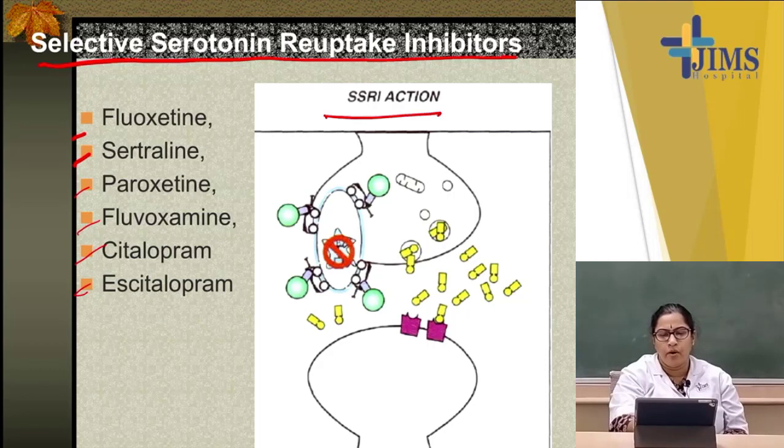What is the mode or mechanism of action? It is inhibiting the reuptake of the serotonin from the synaptic cleft. So this is the action here. This reuptake is inhibited by these drugs, and there is an increased amount of serotonin in the synaptic cleft having action on the postsynaptic receptors, leading to the elevation of the depression or psychosis.